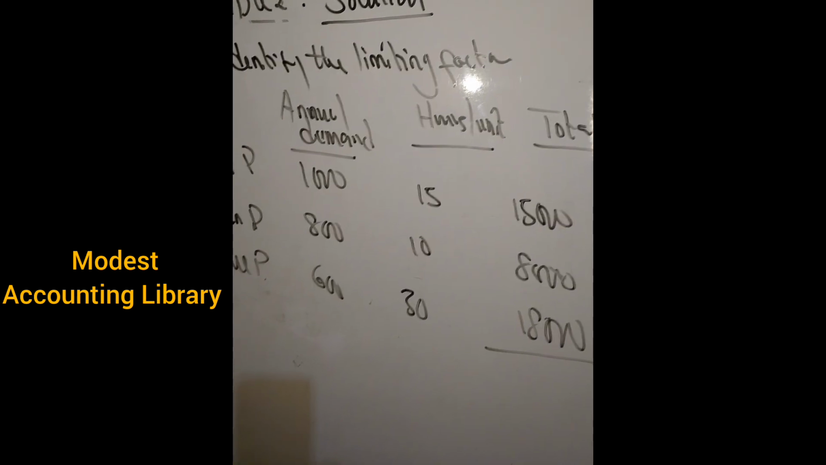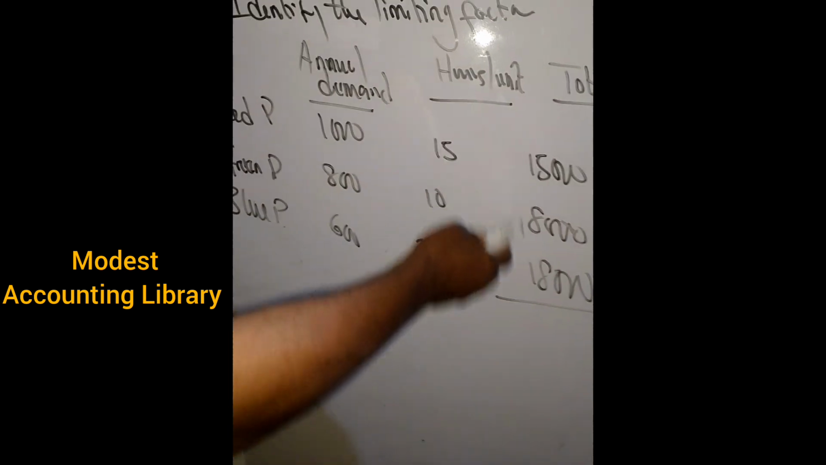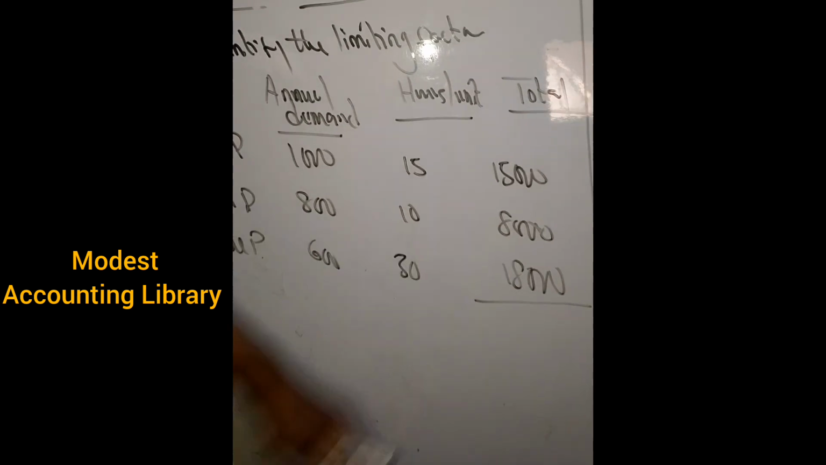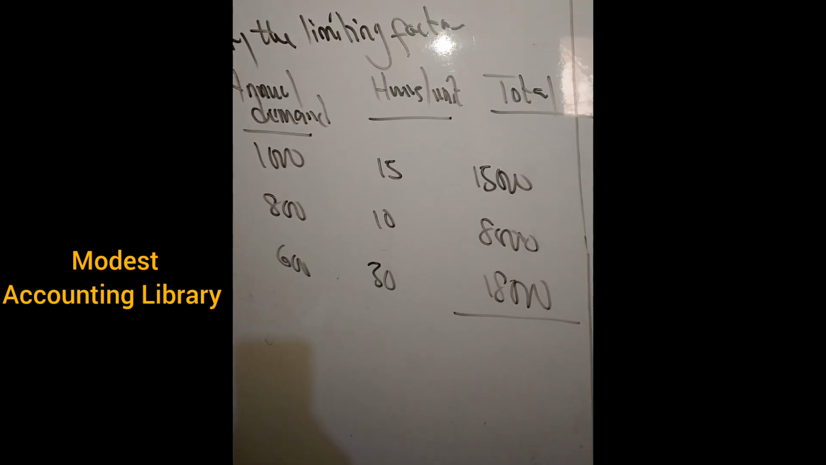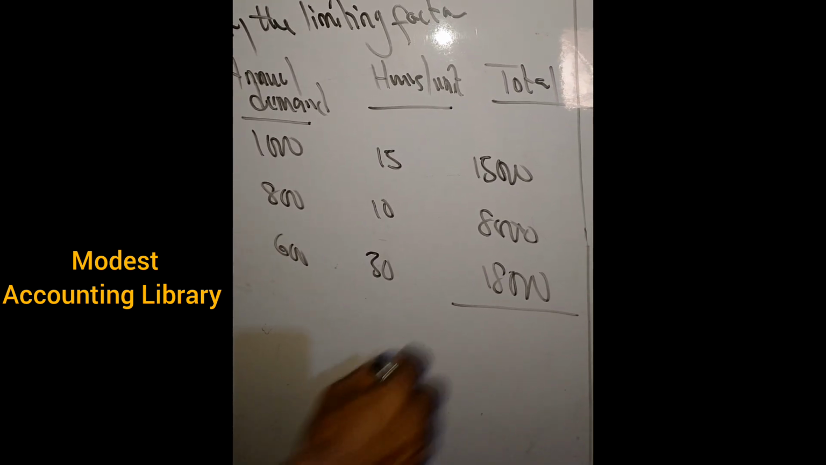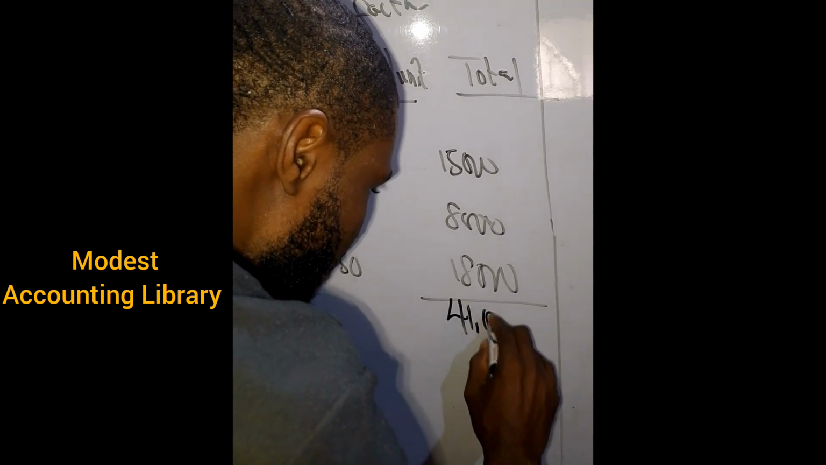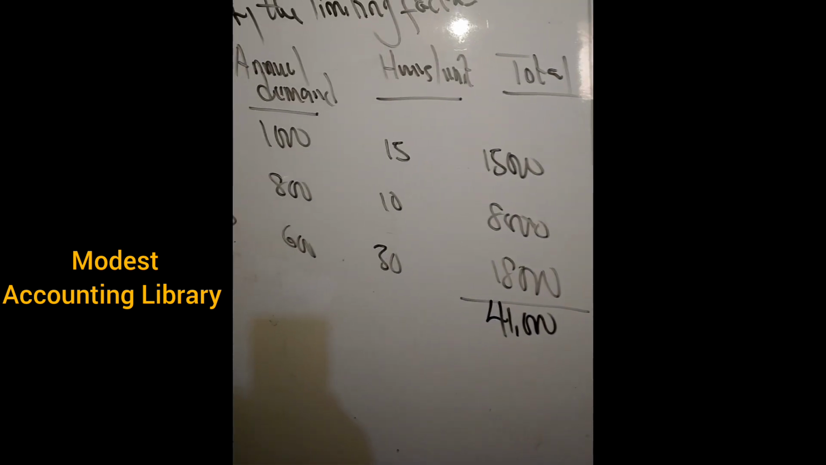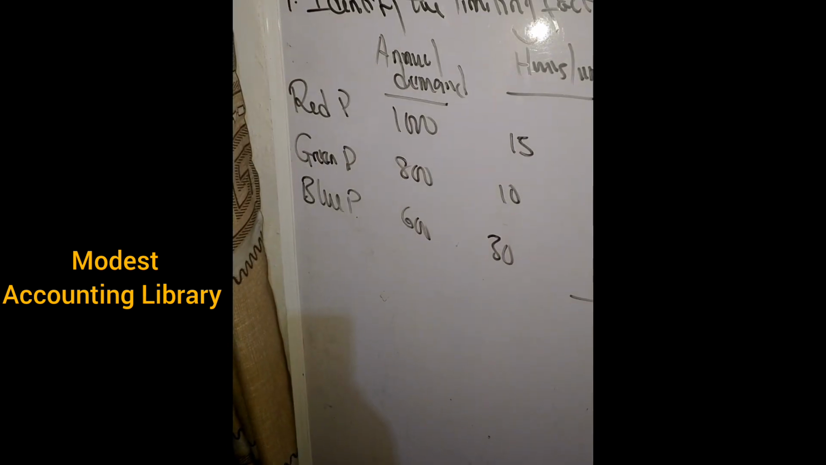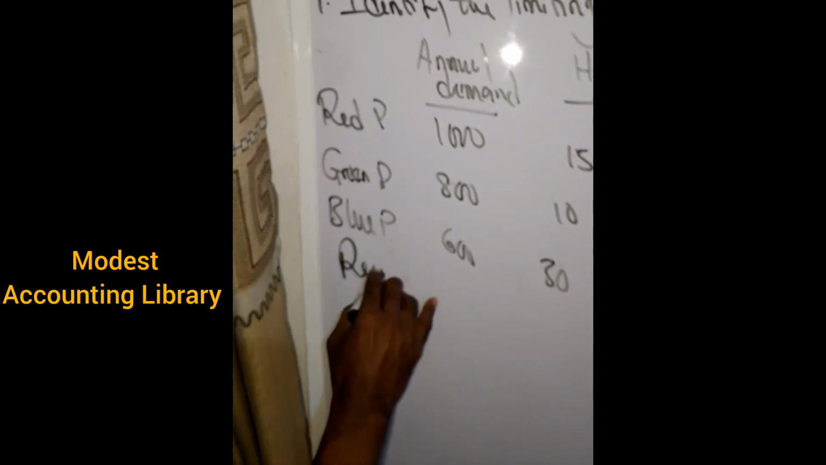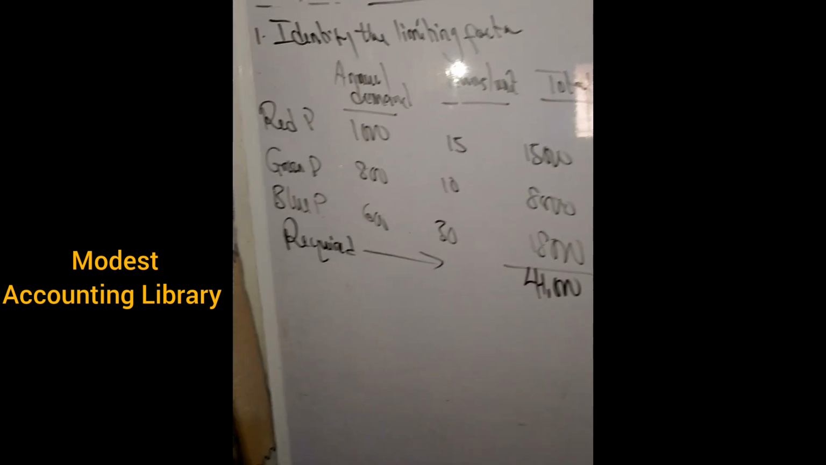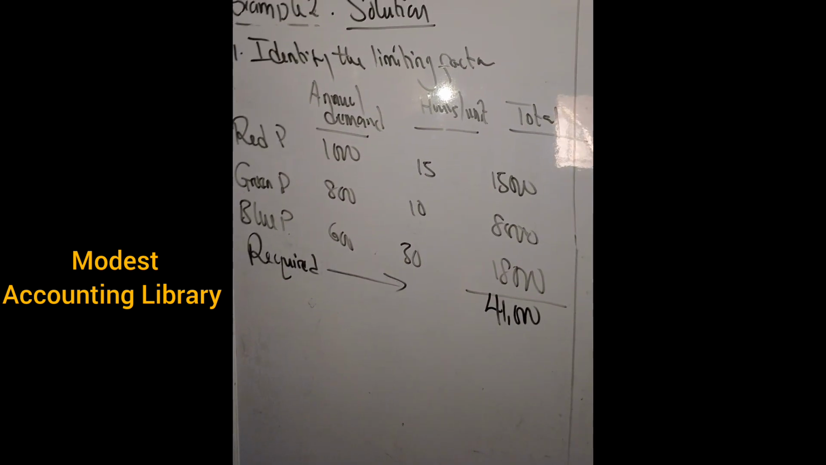So I'm now going to write the total. What is the total? 15 plus 8 gives us 23. 23 plus 18, that's 3 plus 8, that's 11, 2 plus 1, so that's 41,000. So we have a total of 41,000. This is what is required for this production, based on the budget.